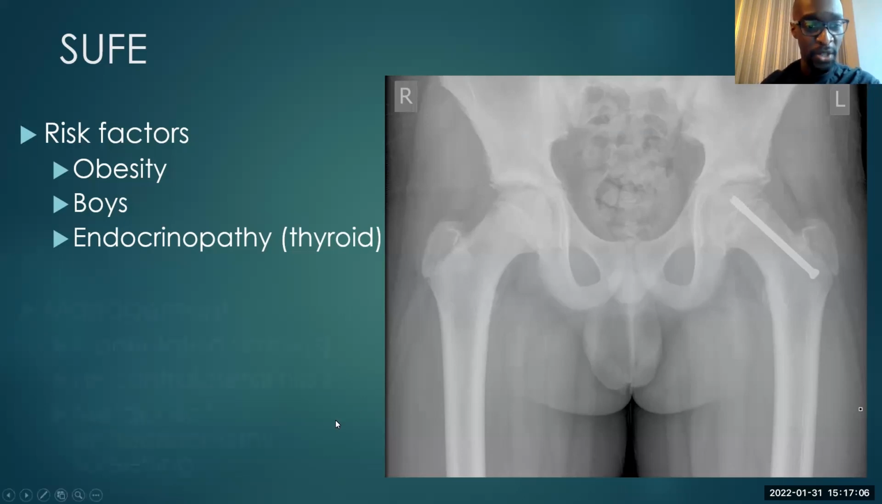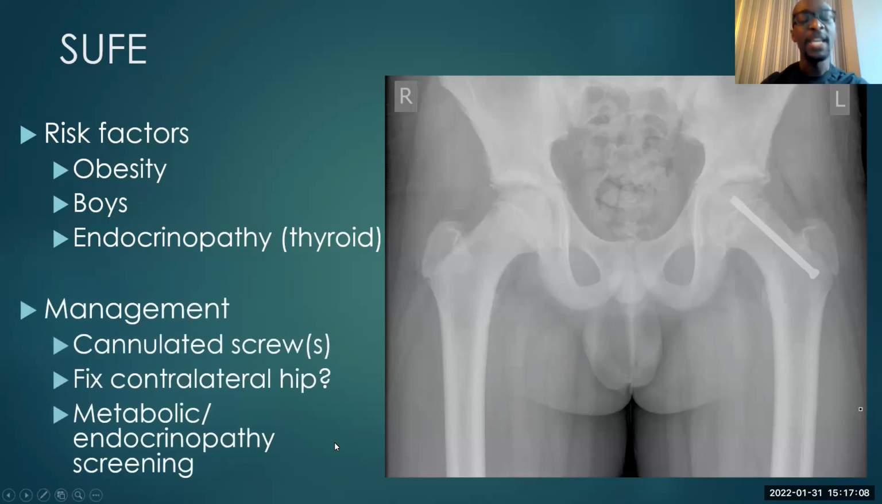Something where there is a bit of discussion is whether or not we should do both hips. And I think this will very much depend on which center you work in. Some orthopods will say if they've slipped one side, they're going to slip the other side, so we should prophylactically fix the contralateral side. And the other ones will say, well, let's just see how they go. They might slip the other side, they might not. If they do, we can fix it if it happens.